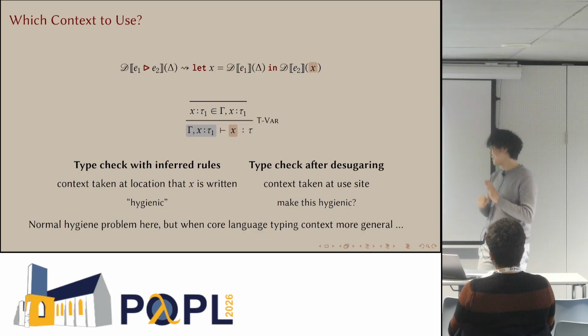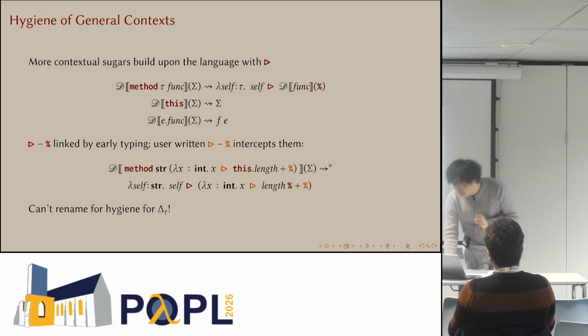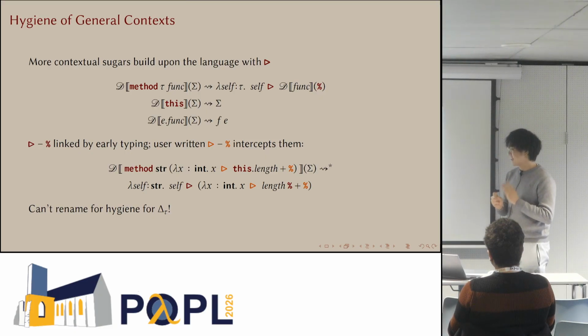And at first, it appears just like a normal hygiene problem. We just rename things, but things get complicated because we want to be general over the core language's typing context. They may be not just bindings. For example, we want to build more contextual sugars upon the language extended with pipes and holes. And now we know that language with pipes and holes has two typing contexts, a gamma and a delta tau. And the delta tau thing simply can't be renamed. There are no identifiers in it.